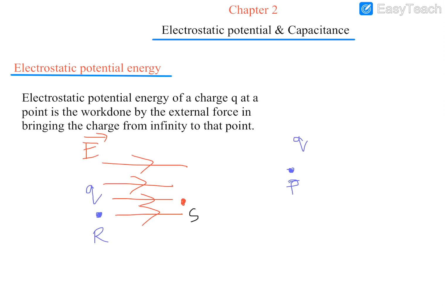So to do this activity you need to do external work, because you need to overcome this repulsive force given by the electric field. Here this charge is producing an electric field. Electric field means one side will be positive and the other side will be negative, isn't it? In the last chapter you studied that it will move from positive to negative, so this side will be positive and this side negative.